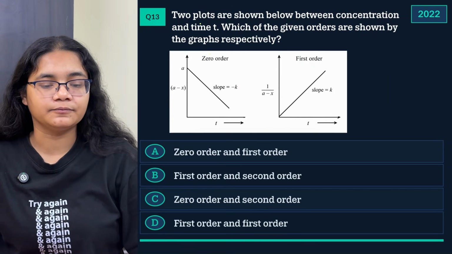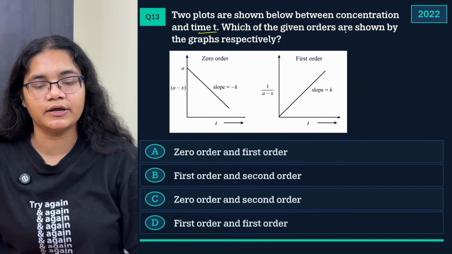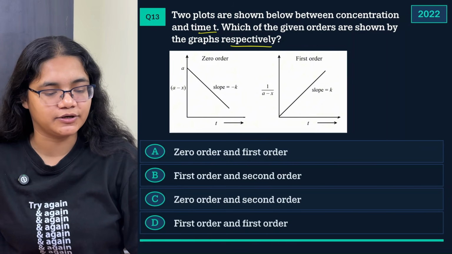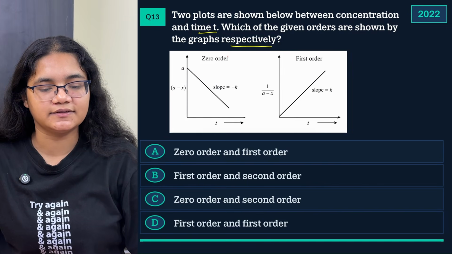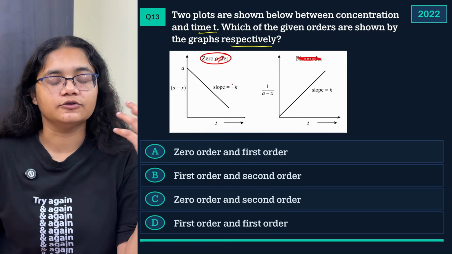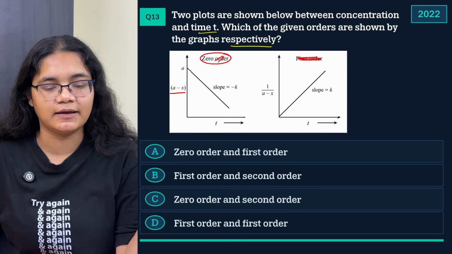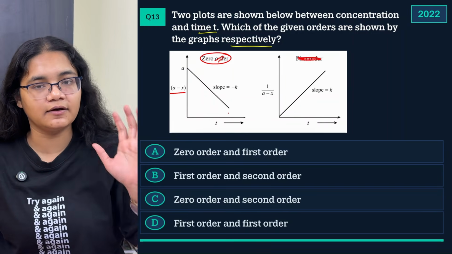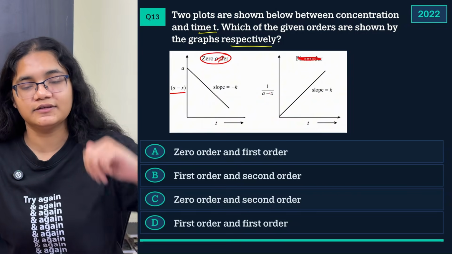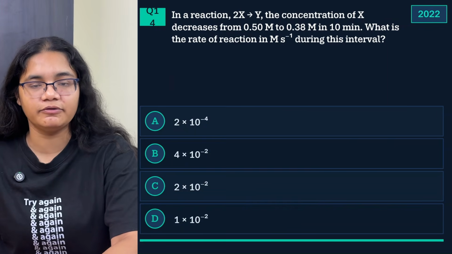Next, we have two plots shown between concentration and time t. Which of the following orders are shown by the graph respectively? Here we have mentioned it by mistake, it is actually 0th order. Please don't check this one, it is misprinted, so you have to just see the graph here. This is concentration versus time, decreasing linearly. This is the graph for the 0th order, and when you have 1 by a minus x, this is the graph for the second order. So it is 0 and second order, option C here. If a log term is there, then it will be first order.